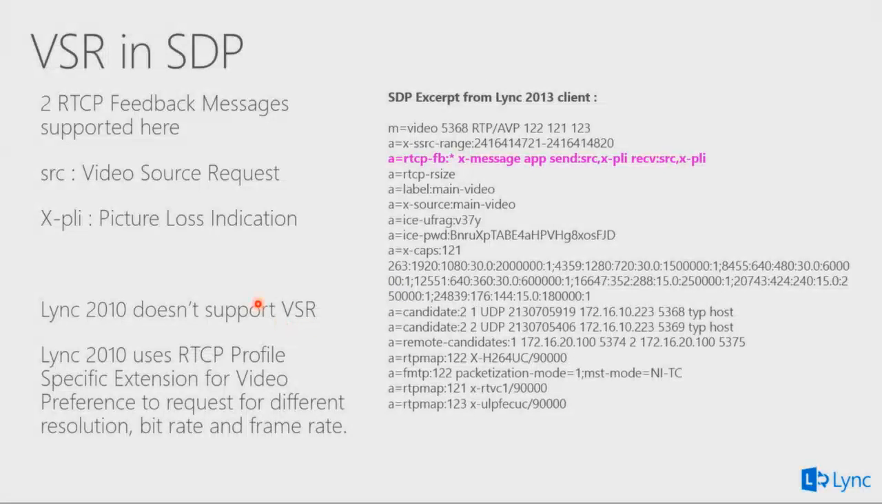One thing to notice is that the Lync 2010 client does not support this. It does not use this mechanism to ask for a different resolution. It's actually using another extension of RTCP, the profile-specific extension. So you will only see this line from the Lync 2013 client, okay? So this is how you signal the other side: okay, I can support this, I will use this to request a change of stream.